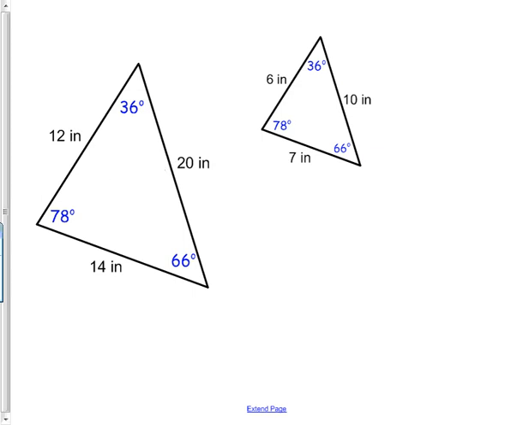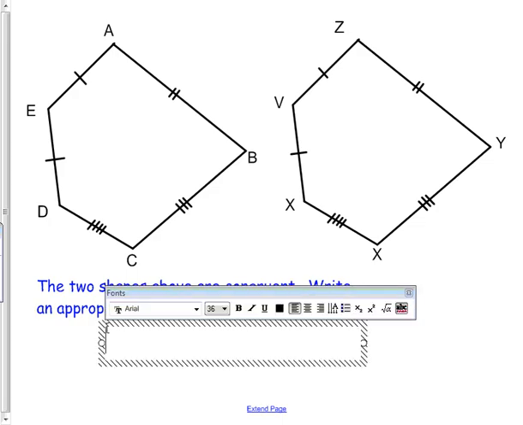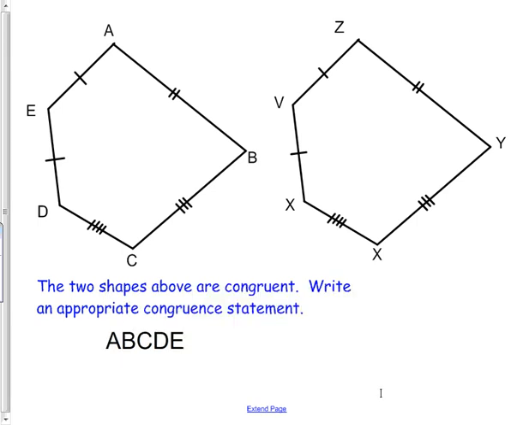Okay, let's look at the next one. This one says the two shapes above are congruent. It's telling you that they indeed are congruent. Now it's asking you to write an appropriate congruence statement. So if we look at this shape over here, we'll say this is A, B, C, D, E. I'll just type that in, spare you my penmanship. And we would say that is congruent to, and we have to write things in the correct order here. So if A is up here, then it goes across the double tick mark line, then we'd start at Z, and we'd end up at Y.